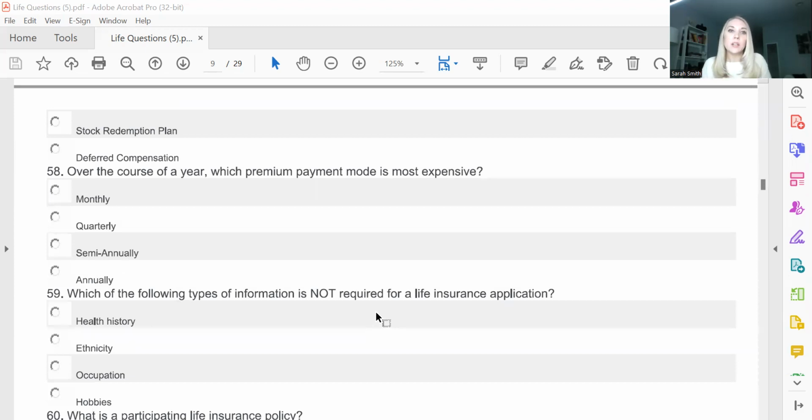Over the course of a year, which premium payment mode is the most expensive? And this is going to be kind of like Costco. It's the best way for me to describe it. When you buy things in bulk, typically you'll get a reduction in the cost of that, right? So over the course of a year, your most expensive premium payment mode is going to be monthly because they're allowing you to break your payments down into smaller segments.